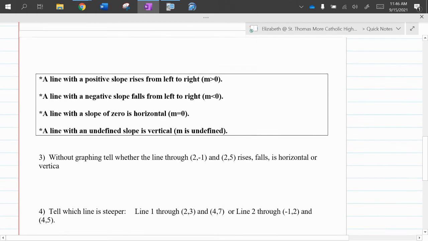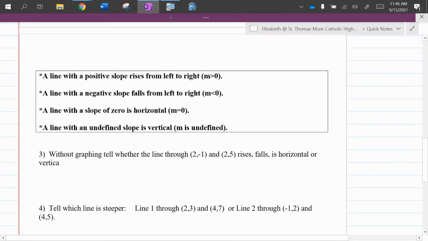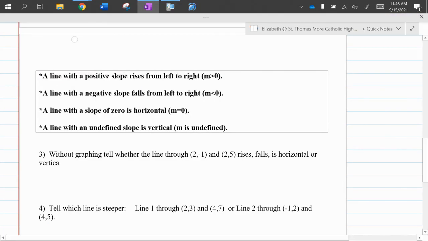A line that rises from left to right has a positive slope, and a line with a negative slope will fall from left to right. And we also know that if a line has a slope that is 0, then the line is horizontal. Let's highlight that. A line with a slope of 0 is horizontal, and a line with an undefined slope is vertical.